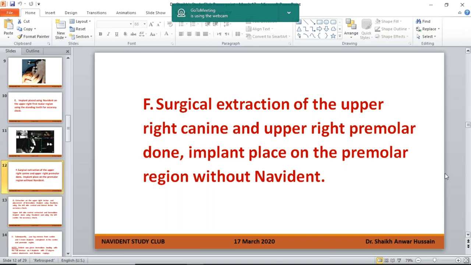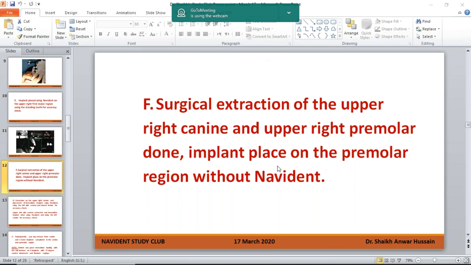Subsequently, my plan was to extract the upper right canine and the upper right premolar, lateral incisor. But part of my slide is missing here, can you see that? Just give me half a minute, please. If you can move that, yes. All right. Okay. I can do that.